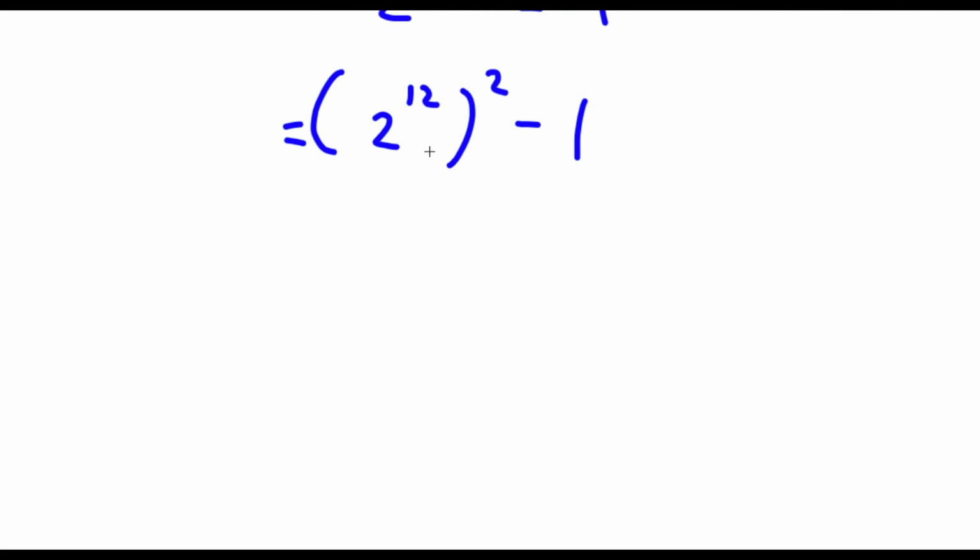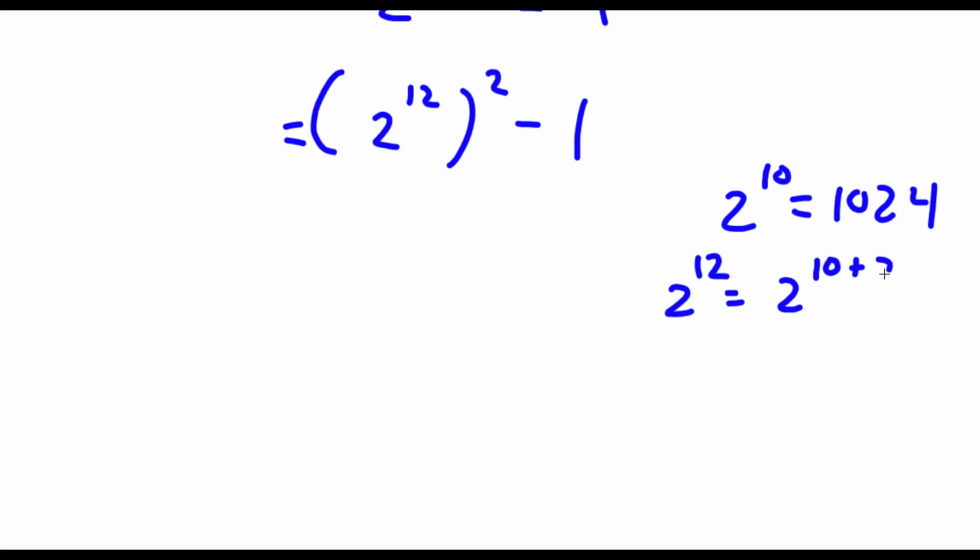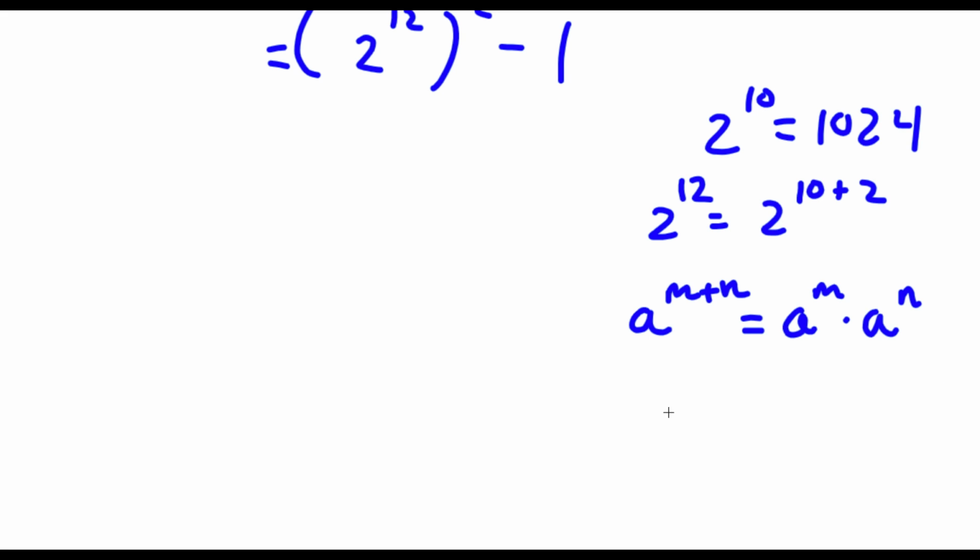Now, let's first go ahead and find the exact value of 2 to the power of 12. Well, 2 to the power of 10, we know this is 1024. And 2 to the power of 12, this is the same thing as 2 to the power of 10 plus 2. So now if I have something in the form a to the power of m plus n, this is the same thing as a to the power of m times a to the power of n. So in this case, 2 to the power of 10 plus 2, this is equal to 2 to the power of 10 times 2 to the power of 2.